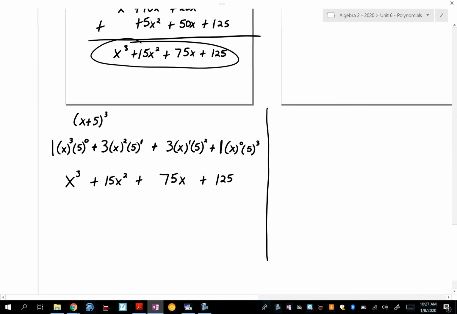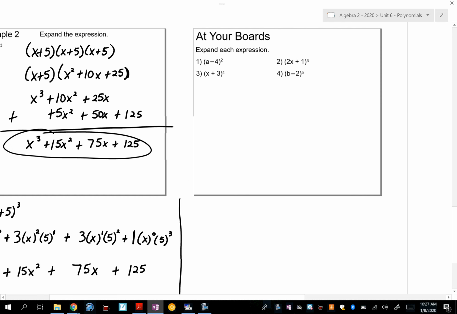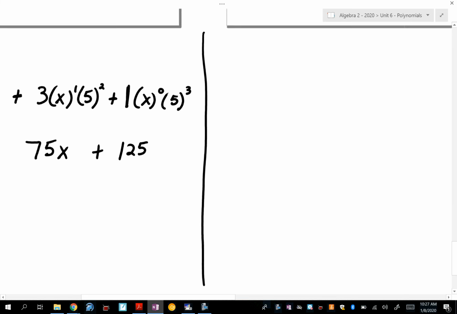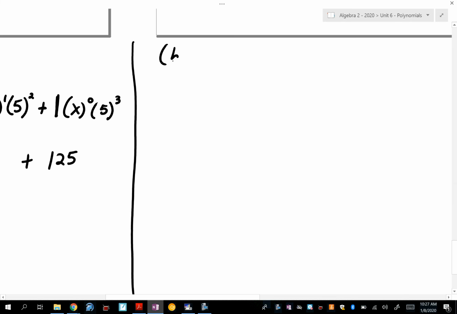But let's do number 4 from the at your boards, where it says to the 5th power. Because Alonzo, if you're going to do it the old way, you'd have to do b minus 2 times b minus 2 times b minus 2 times b minus 2 times b minus 2. I don't think you want to do that. All right? So what I want you to do is, hopefully you split it in half. We're going to do b minus 2 to the 5th power underneath the next slide. Write small.